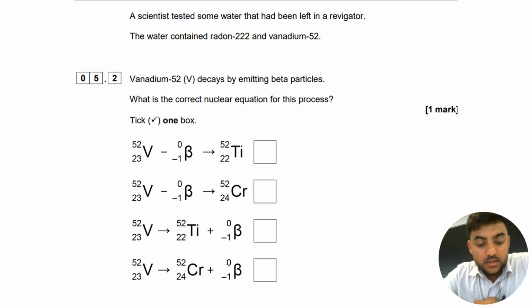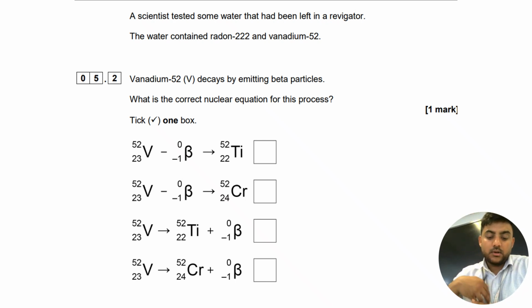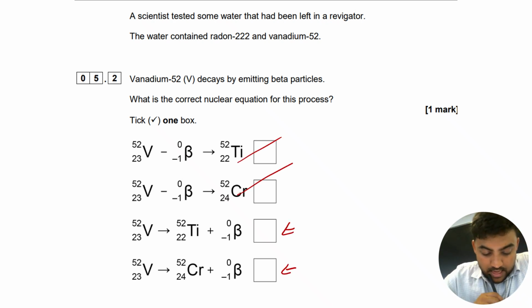A scientist tested some water that had been left in the Revigator. The water contained radon-222 and vanadium-52. Vanadium-52 decays by emitting beta particles. What is the correct nuclear equation for this process? Well, let's have a look where beta particles are remaining at the end of the decay. Here and here. So these are not it. Then vanadium-52, after it decays, creates a beta particle. Does it create Ti or Cr?